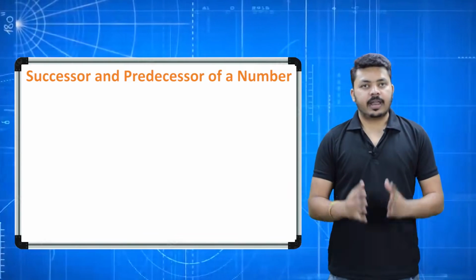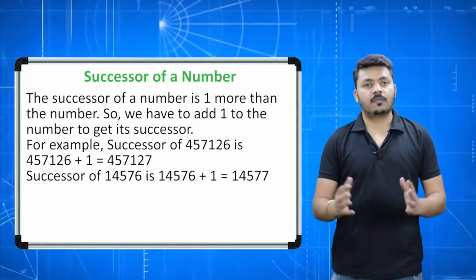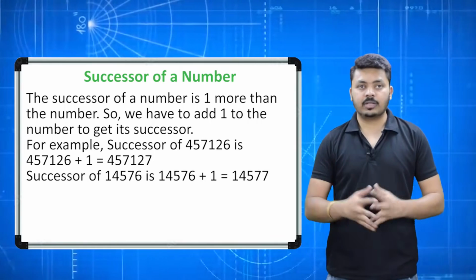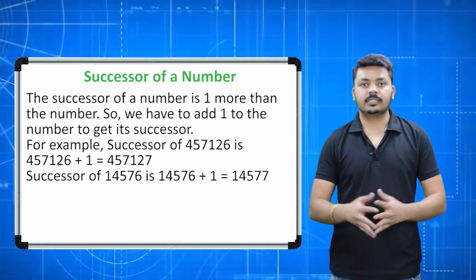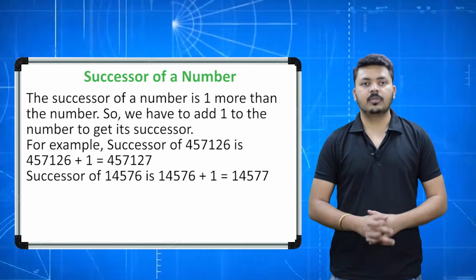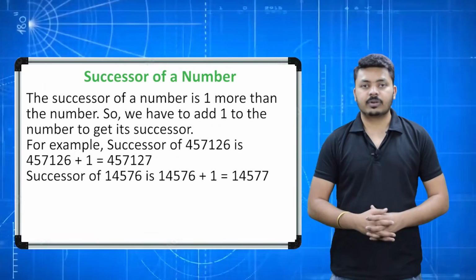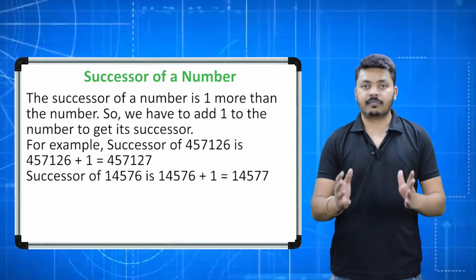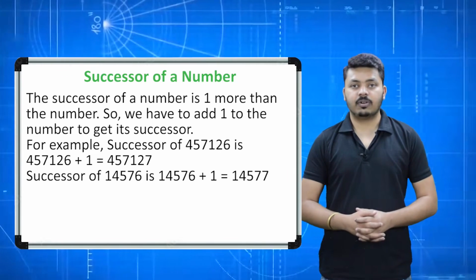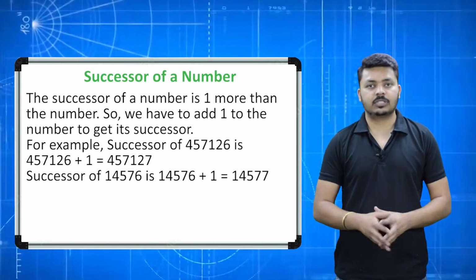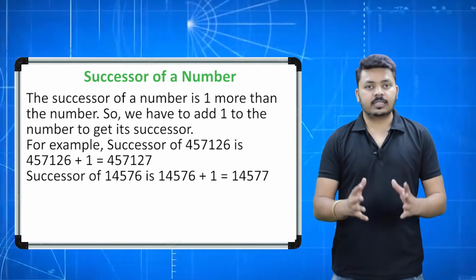Successor and predecessor of a number. Successor of a number. The successor of a number is 1 more than the number. So we have to add 1 to the number to get its successor. For example, successor of 4,57,126 is 4,57,126 plus 1, which is equal to 4,57,127.